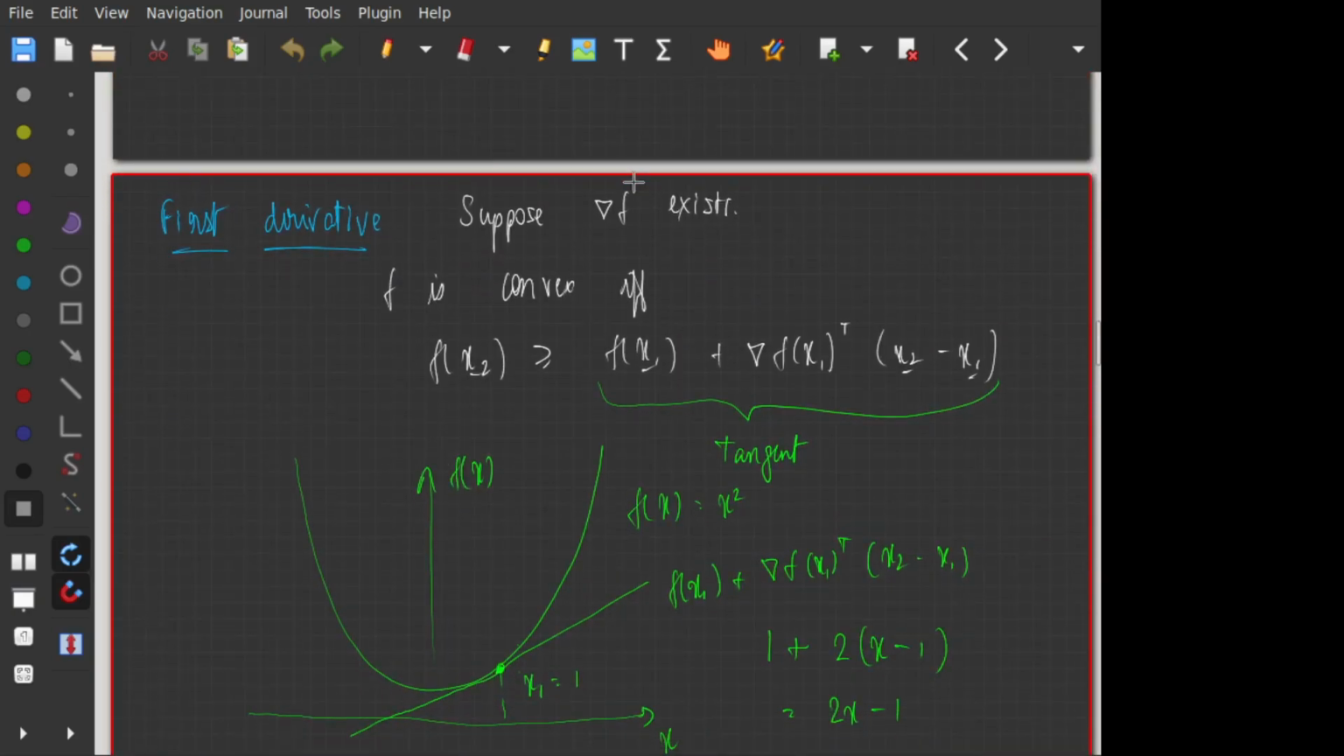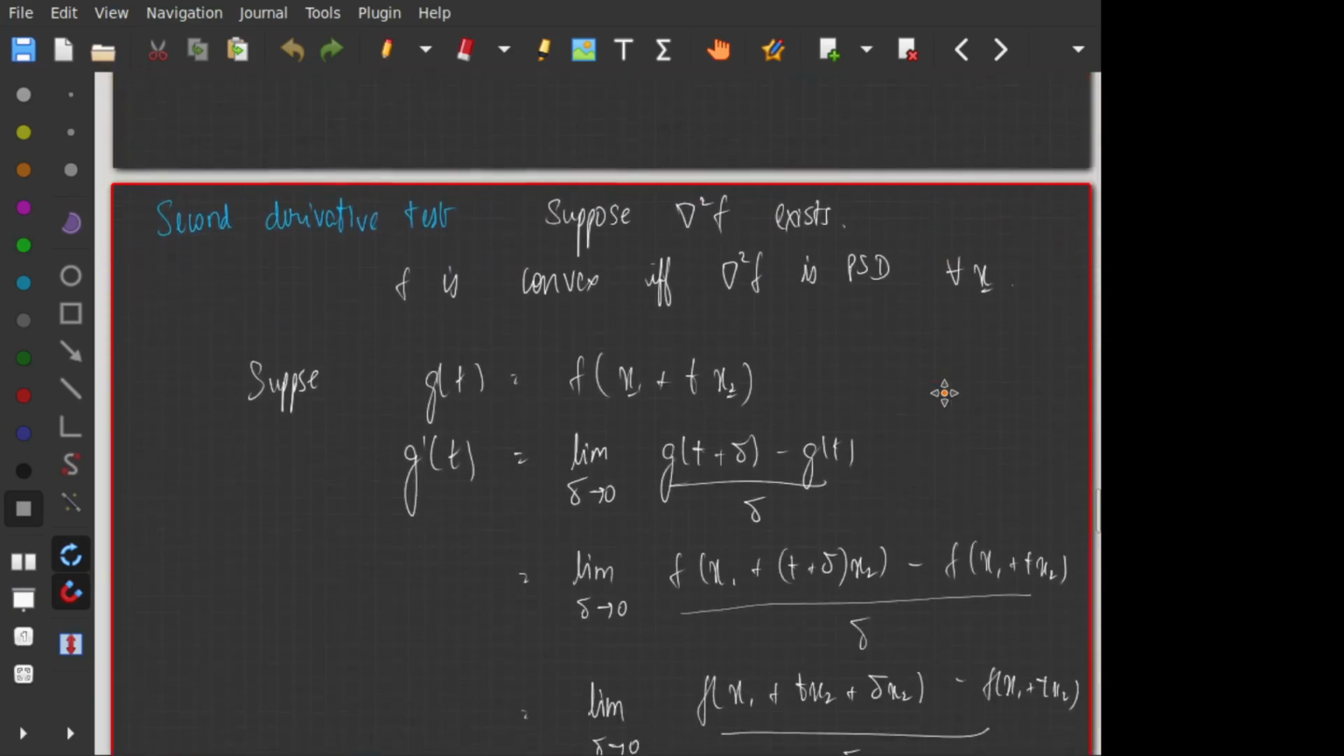And then we saw two tests, the first derivative test and the second derivative test. So if the gradient of your function exists, then the function is convex if and only if f of x2 is greater than or equal to f of x1 plus gradient f of x1 transpose times x2 minus x1. And the right hand side basically corresponds to the tangent plane. And what this is saying is that the function should always lie above the tangent if the function is convex. No matter which point you pick along the curve, the tangent to the curve is always a lower bound on your function.